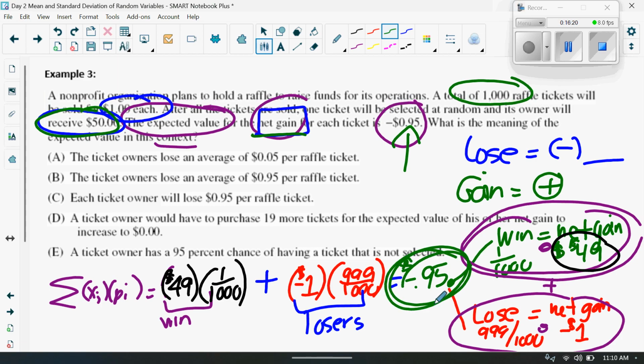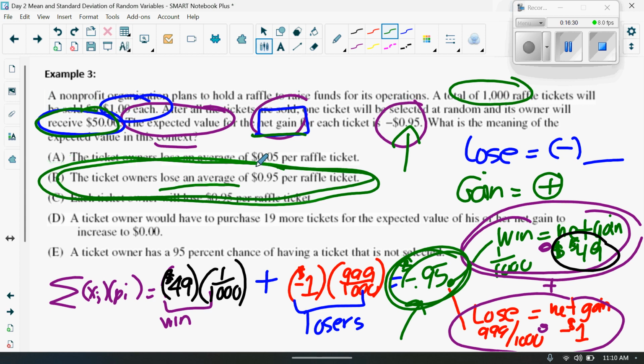So what does that mean? That means that on average, people are losing money. How much? They're losing an average of 95 cents per raffle ticket. So if you picked choice B, you were right. But what you really need to know is that not every person is going to be losing 95 cents exactly. Most people are going to be losing an actual $1, but the winner is going to be winning $49. So if you average all that out, that's where you get the negative 0.95. Okay, so that's the concept of expected value, it's an average gain or loss.